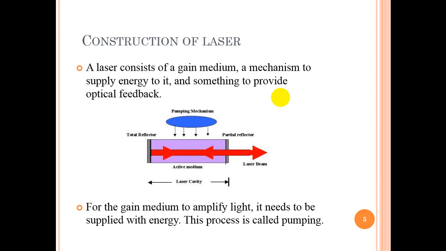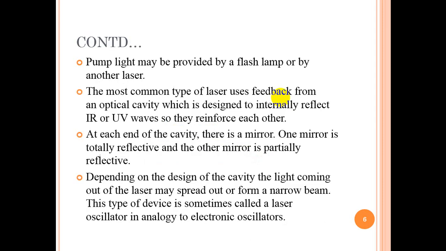For a gain medium to amplify light, it has to be supplied with energy. This process is called pumping. The energy is typically supplied as an electrical current or as a light at different wavelength. Pump light may be provided by a flash lamp or by another laser.